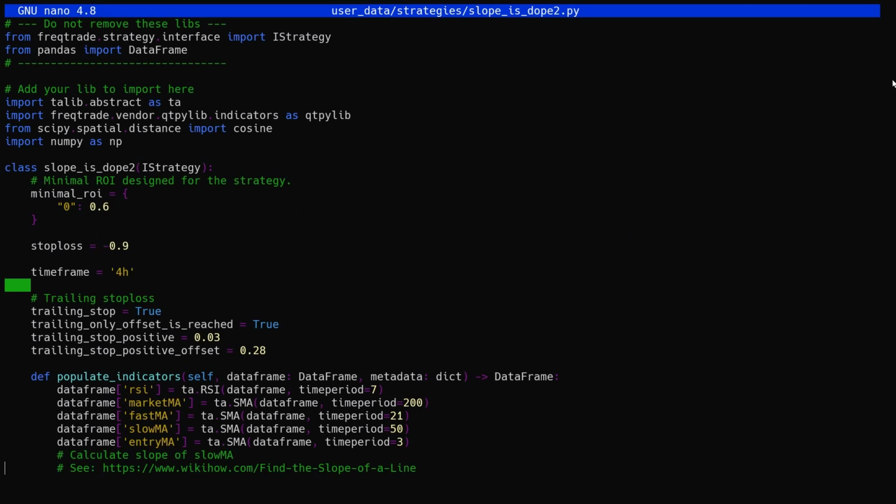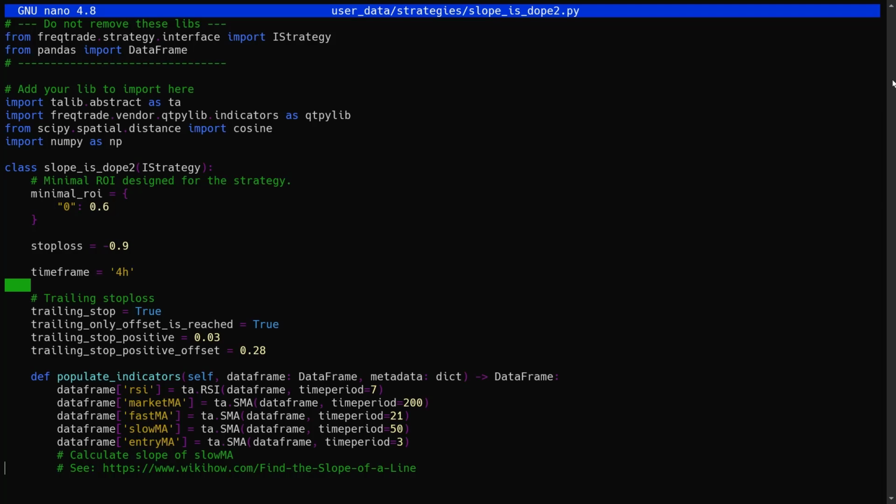Let's start with the generic settings. The ROI of this strategy is 0.6, which means that the strategy takes profit at 60% gains. The stop loss is set to 0.9, which is 90% loss. This setting looks a little bit too high, but I have programmed a trailing stop loss in the exit indicators, so I expect never to make use of this setting. Then the time frame is set to the 4-hour time frame, and we will see later if that is really the best setting for this strategy.